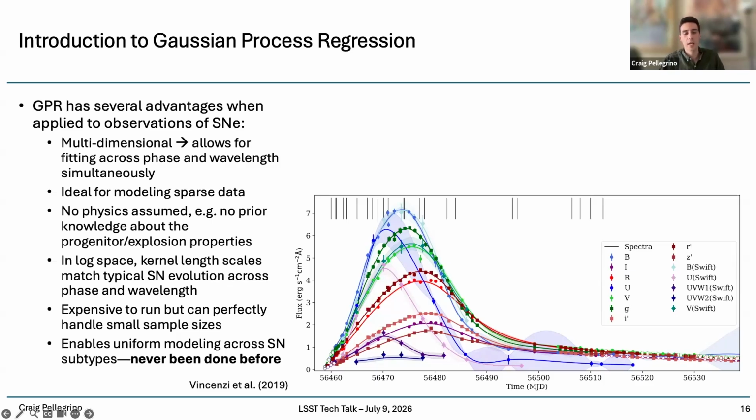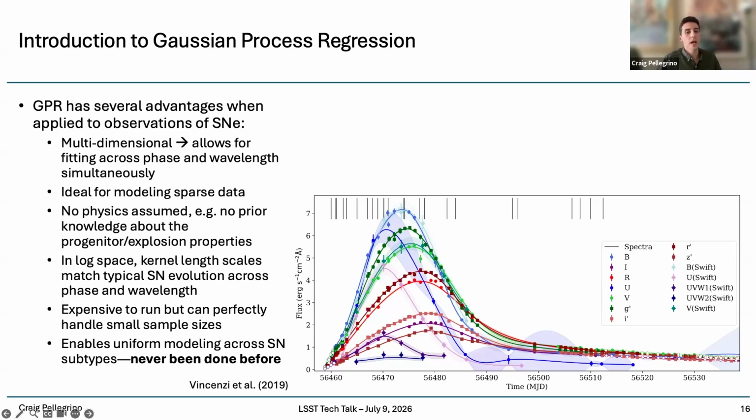Gaussian process regression can be expensive to run, but for our cases, with our relatively small sample sizes, it can perfectly handle the fitting that we want to do. It can run in several minutes on a laptop with pretty much no optimization. And finally, we're able to apply this uniformly across all of the different supernova subtypes that we're fitting. And this has really never been done before.